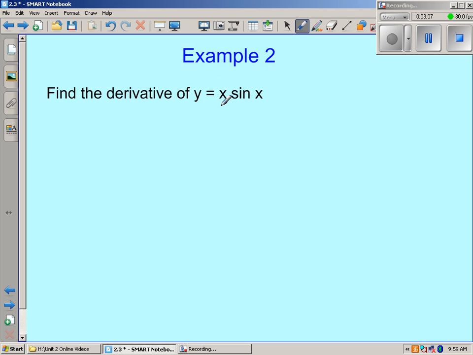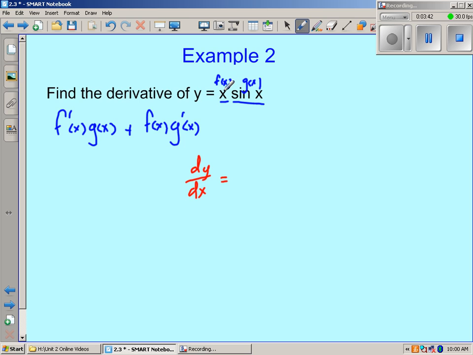You'll notice that it is x times sine of x, which basically means it is a product rule. And so my f of x is x, and my g of x is sine of x. So if I'm going to take the derivative of this, remember, I'll just write the product rule. Again, the product rule written out is f prime of x, g of x, plus f of x times g prime of x. So now if I follow the product rule, I'm going to say dy dx. When I take the derivative of x, I just get 1, and then that's times g of x, which is sine of x.